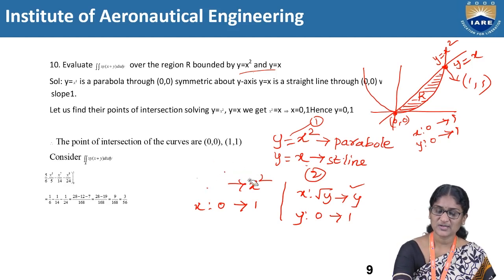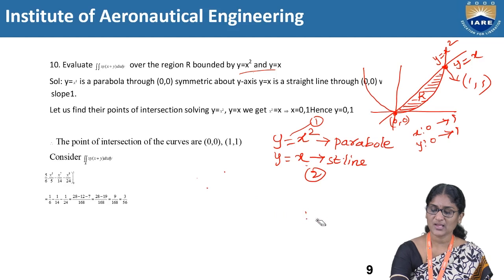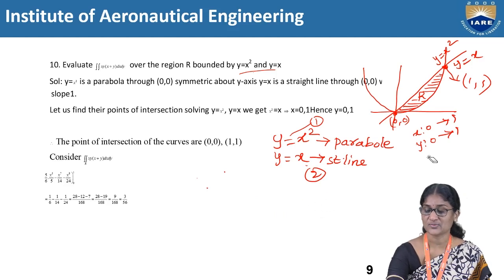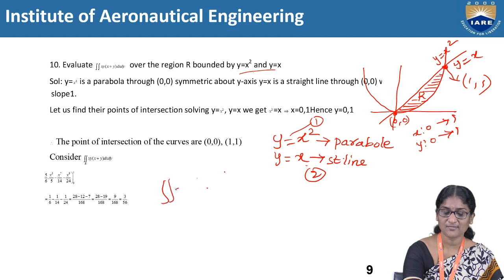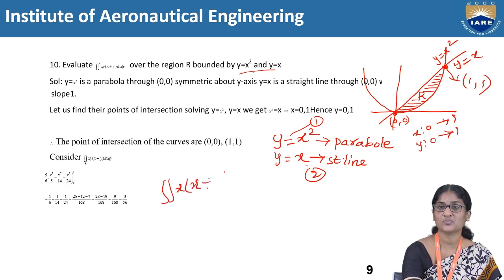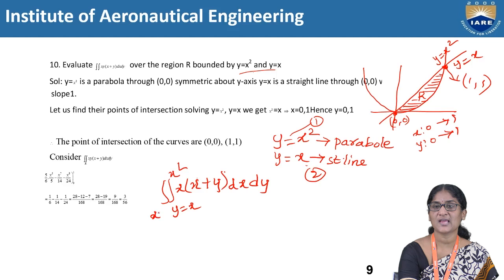So many possibilities are there, and you have to learn both cases, because sometimes some functions become very complicated. In that case, we have to go for the second case also. Now what is the question I have given? Double integral of x into x plus y, dx dy. What are the limits here? Y I have taken from x to x square, and x from 0 to 1.